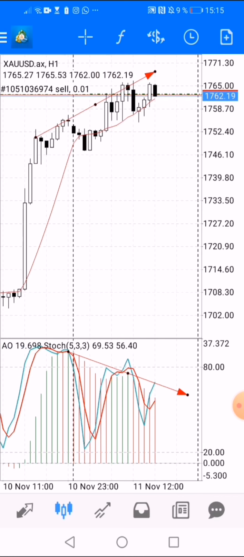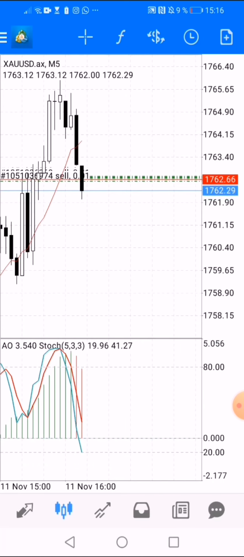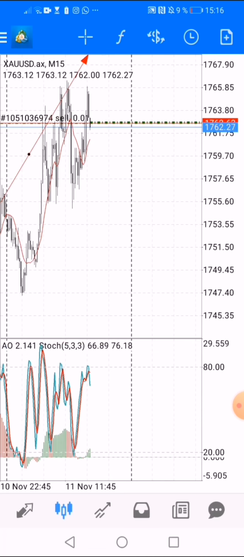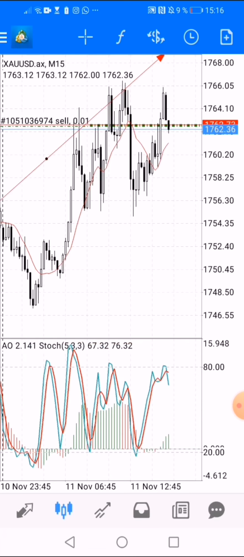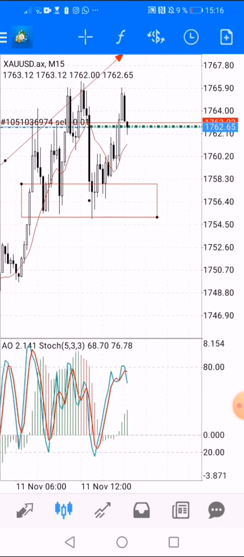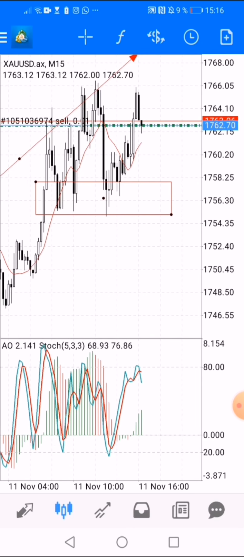So we have a divergence, and now we can go in a lower time frame, and as you can see we also have a divergence. So now I will take profit at the next demand area, so right below. Okay, so now I mark the take profit area and I'm going to wait.